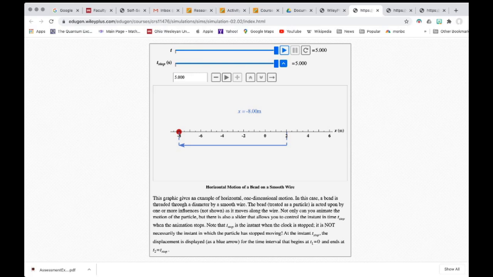All right, are you ready for another little challenge? Calculate the average velocity for this time interval. Again, pause, think about it, and then come back. Okay, did you get that the average velocity for this time interval, v avg, is equal to -2 meters per second?